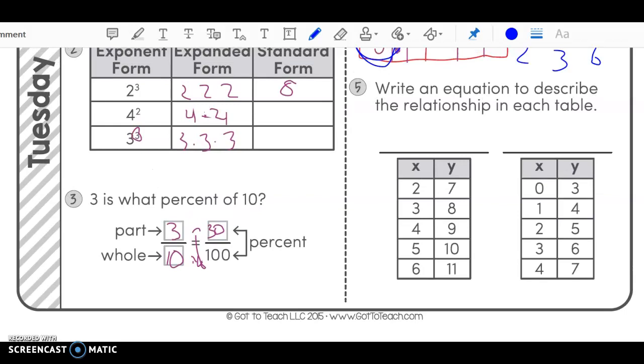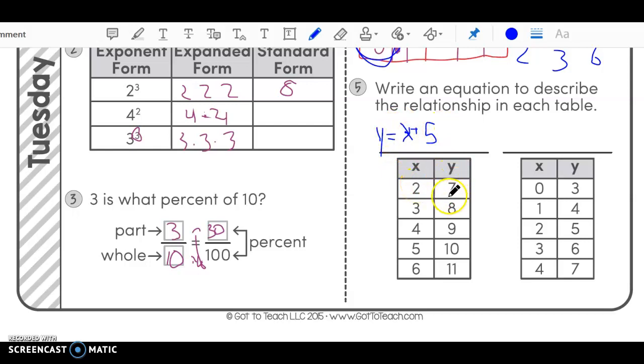All right, let's look at our last one. Write an equation to describe the relationship in each table. Well, we go from 2 to 7, 3 to 8, 4 to 9, 5 to 10, 6 to 11. So it looks like we could do y equals x, add 5. That's terrible. Hopefully I get a mouse again. Y equals x plus 5.